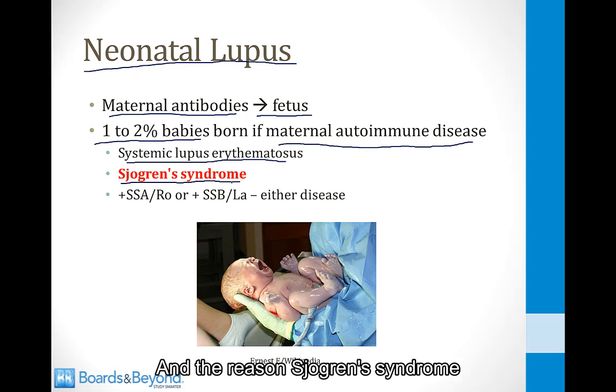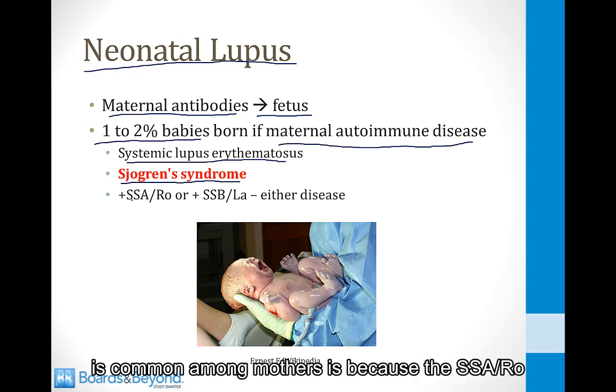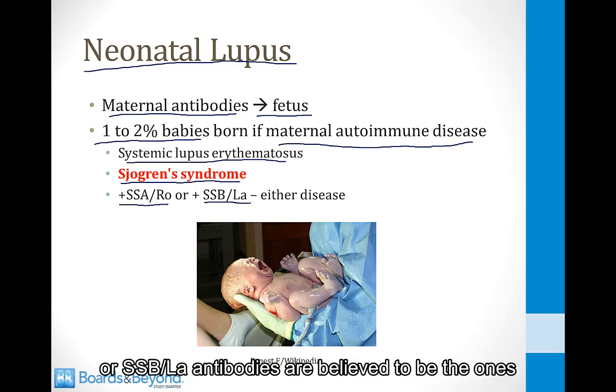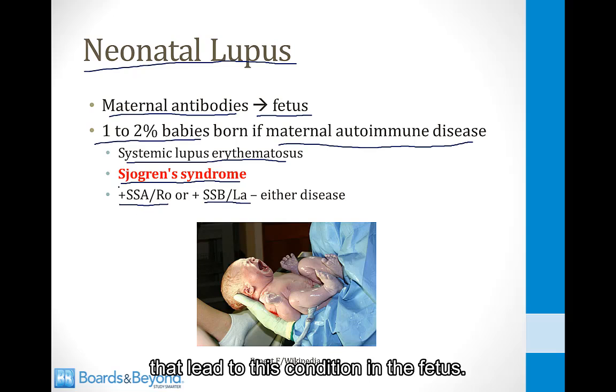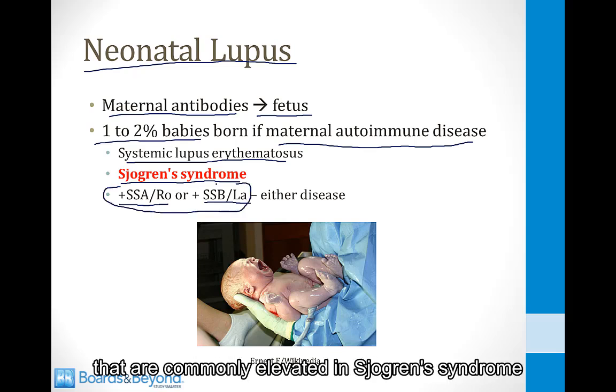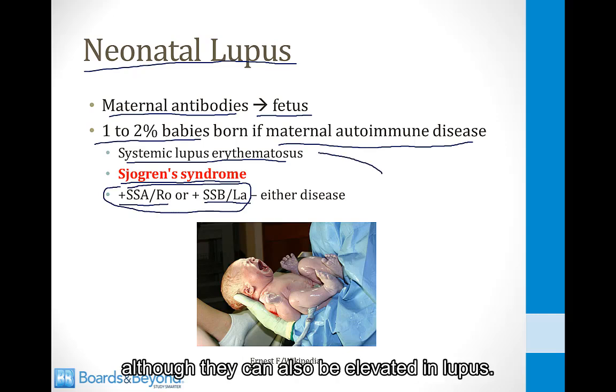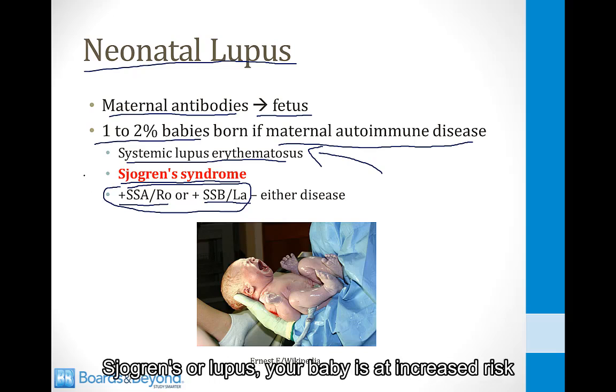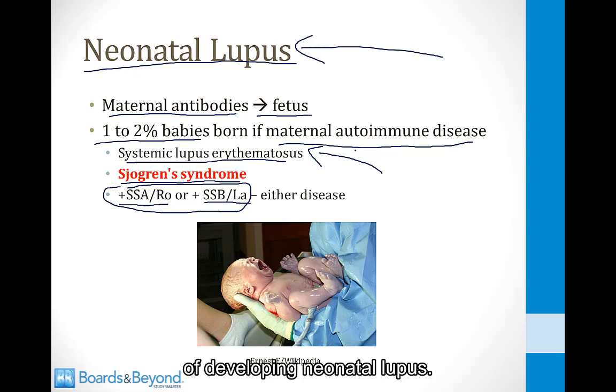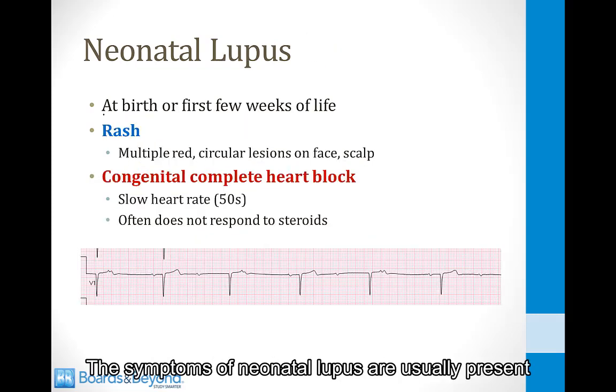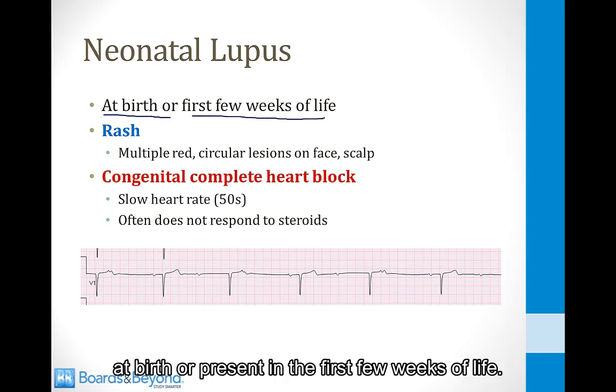And the reason Sjogren's syndrome is common among mothers is because the SSA-Rho or SSB-La antibodies are believed to be the ones that lead to this condition in the fetus, and these are the antibodies that are commonly elevated in Sjogren's syndrome, although they can also be elevated in lupus. If you have these antibodies for any reason, Sjogren's or lupus, your baby is at increased risk of developing neonatal lupus. The symptoms of neonatal lupus are usually present at birth or present in the first few weeks of life.